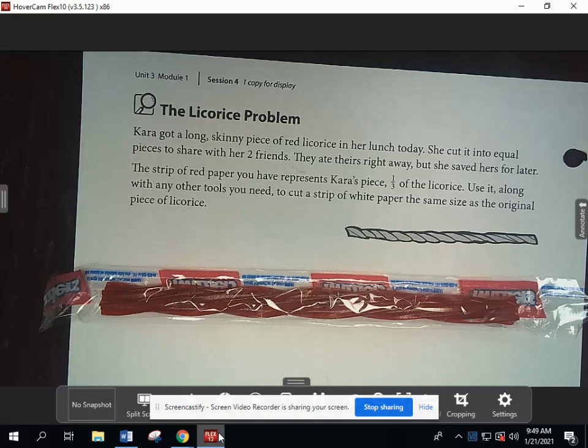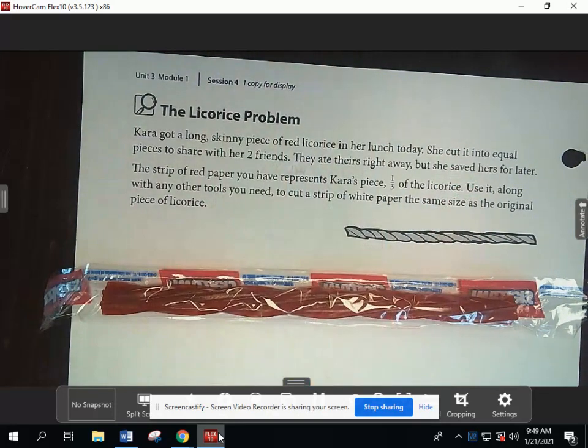No. Does anybody remember from yesterday how long of a piece a third is? 1, 2, 3, 4, 5, 6. Only 6? 7, 8? 8 of you remember from yesterday. Okay, so show me with fingers. How long is it? Okay, so people are showing 4 fingers because it is 4 inches long.